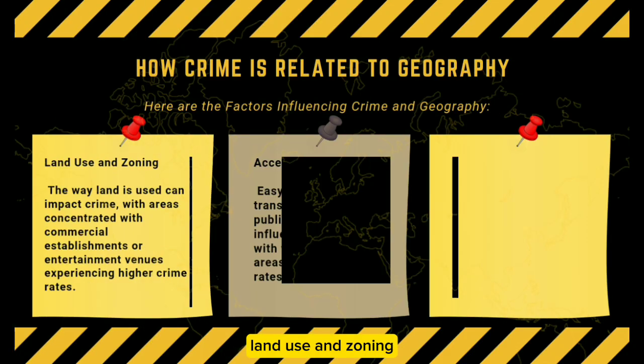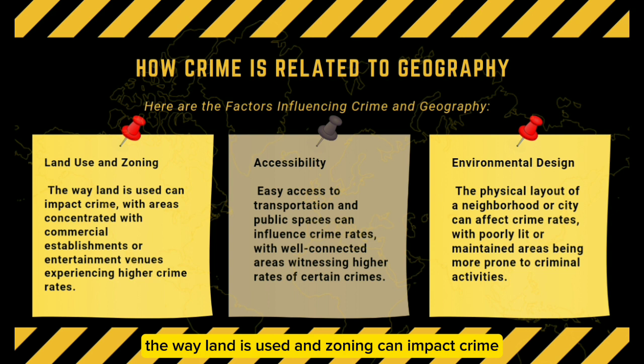Land use and zoning. The way land is used and zoned can impact crime. For example, areas with high concentration of commercial establishments or entertainment venues might experience more crimes compared to the residential zones.